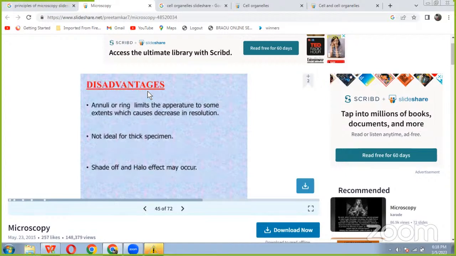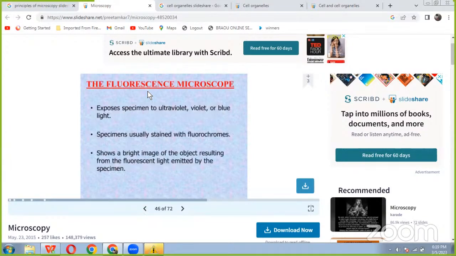Okay, next one: what are the main disadvantages of the phase contrast microscope? The annuli or ring limits the aperture to some extent, which causes a decrease in resolution. It is not ideal for thick specimens, only thin specimens. Shade-off and halo effects may occur. These are the phase contrast microscope's disadvantages.